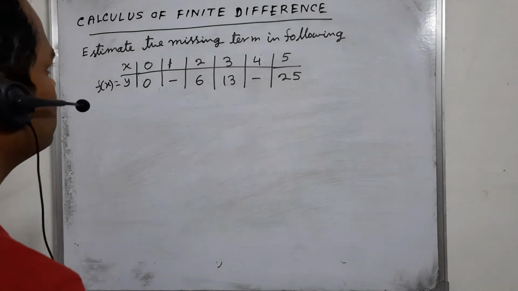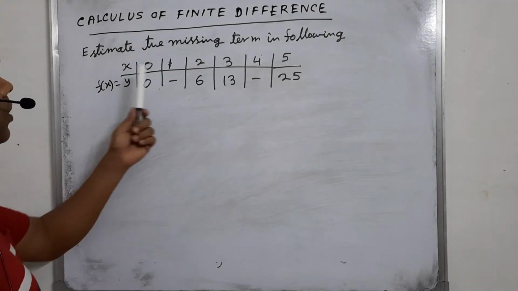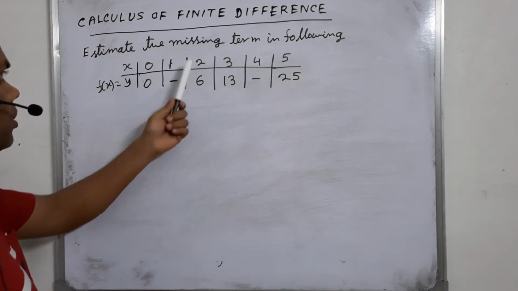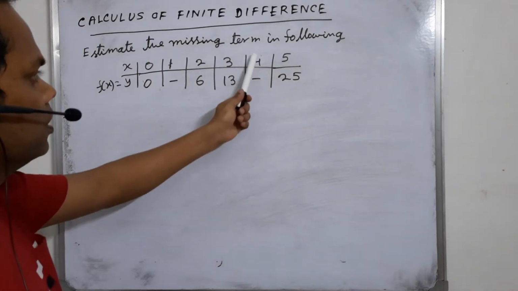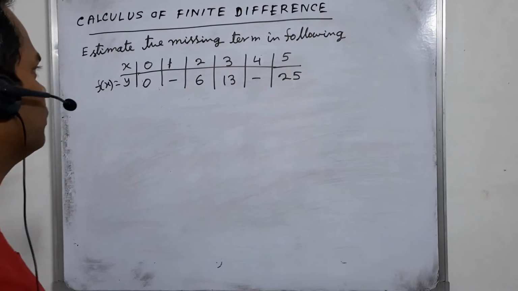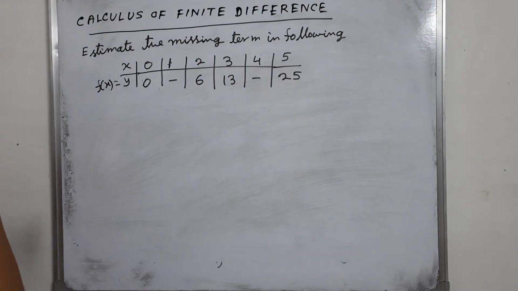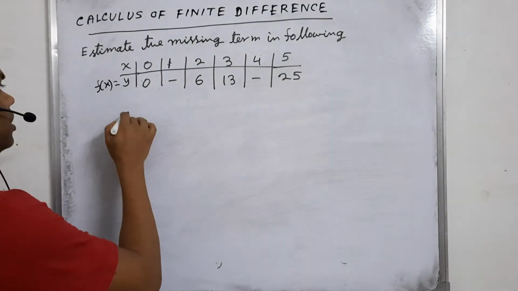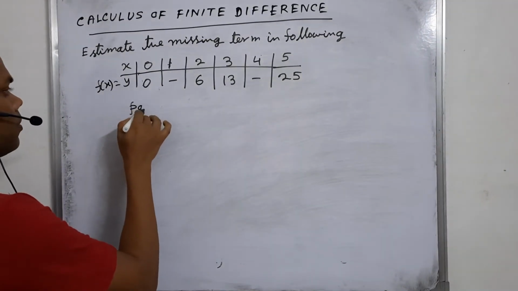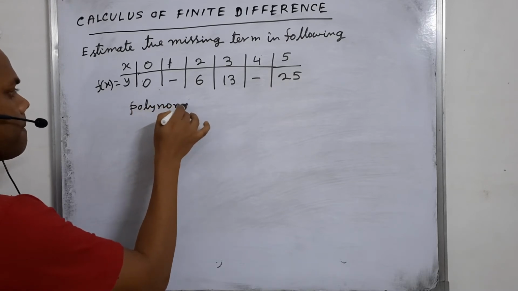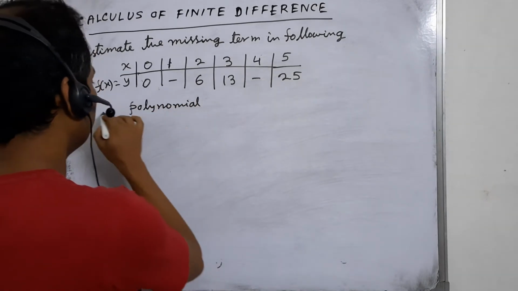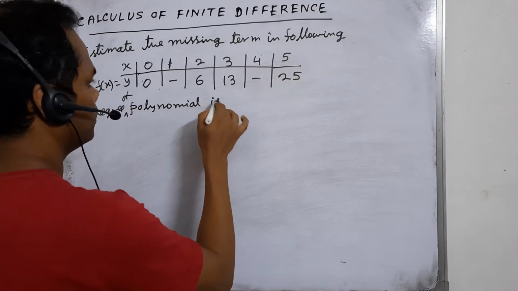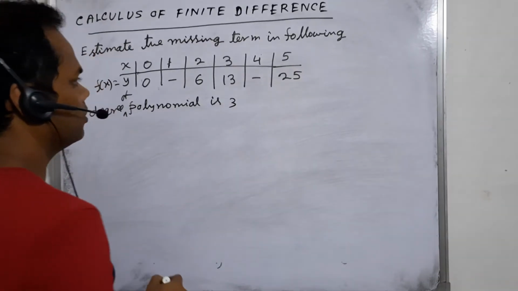Next sum is to estimate the missing term in the following. Here is 0, 1, 2, 3, 4, 5, and in the place of y there is 0. No, there is no f of 1, f of 2 is 6, f of 3 is 13, there is no f4, and f of 5 is 25. So we have to find f of 1 and f of 4. Now you see that there are 4 values of fx. So the degree of the polynomial is 3 because there are 4 unknowns.